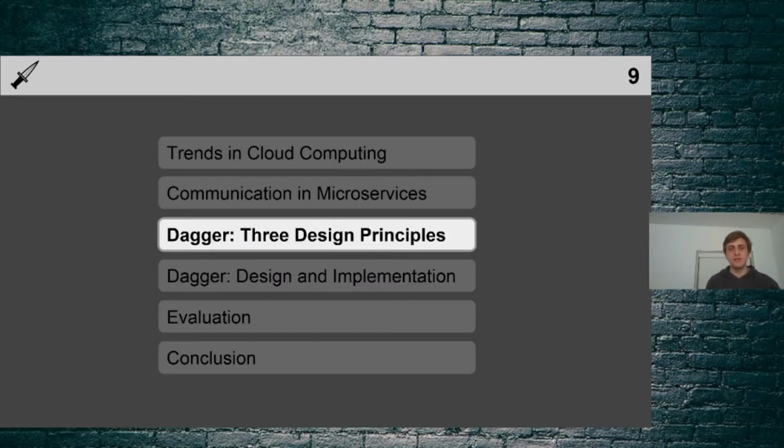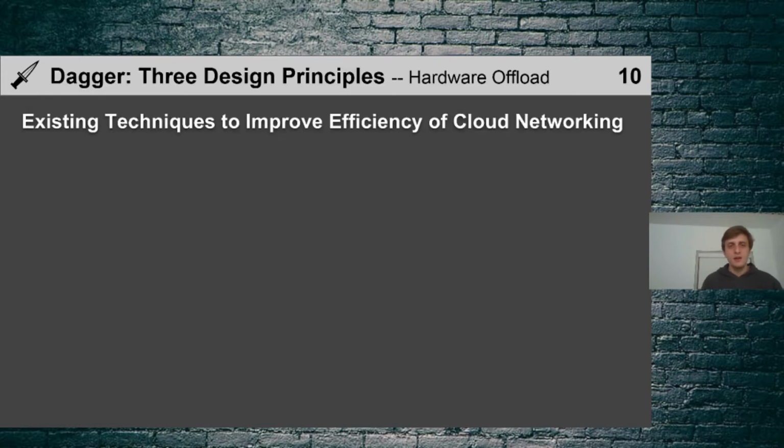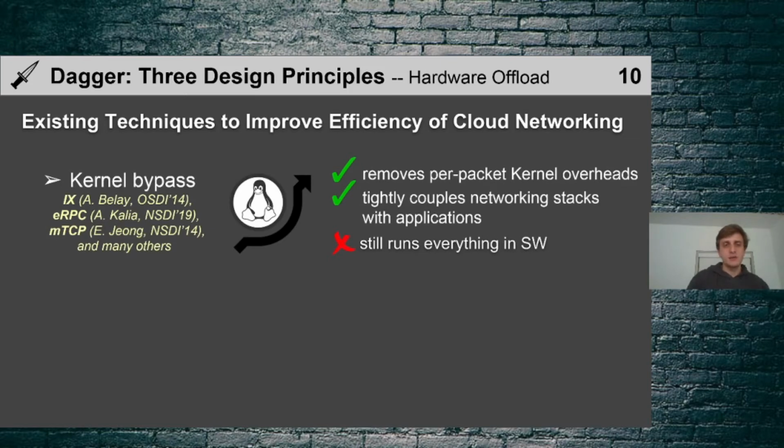Dagger is based on 3 design principles. The first principle is hardware offload. Let me briefly overview the existing techniques to improve efficiency of cloud networking. One set of techniques is based on kernel bypass systems, where the packets are being immediately delivered from the networking hardware to the application. This allows to remove per packet kernel overheads from the critical path of packet processing and tightly couple networking stacks with applications. However, here we still run everything in software, which consumes CPU cycles and interferes with the application logic.